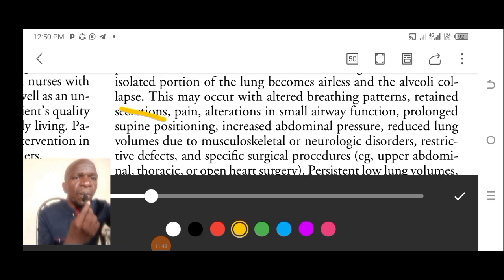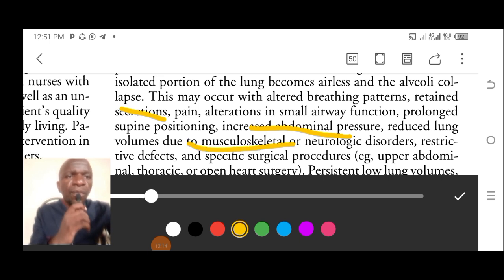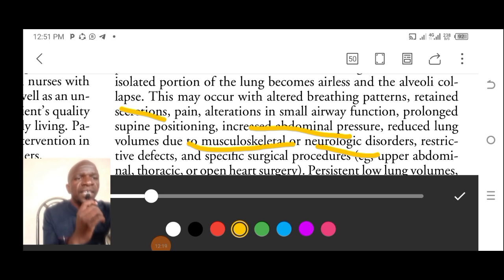And then increased abdominal pressure. If there's increased abdominal pressure, it is going to force air outside, and this air is not going to enter into the alveoli, leading to lung collapse again. Then we have reduced lung volume due to musculoskeletal or neurologic disorders. Musculoskeletal problems are problems of muscles, and neurologic disorders are disorders affecting the nervous system.